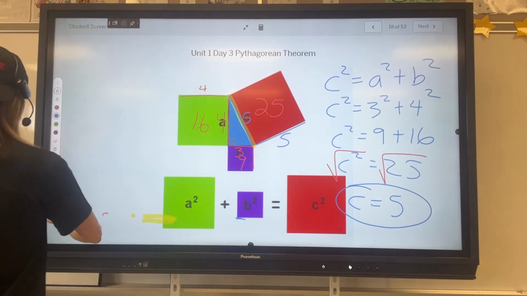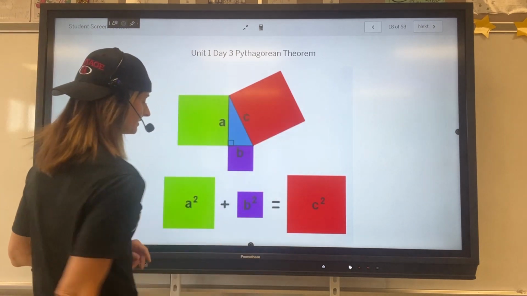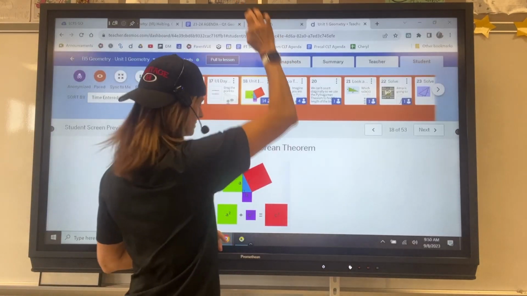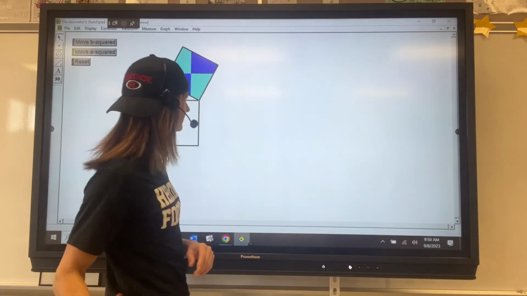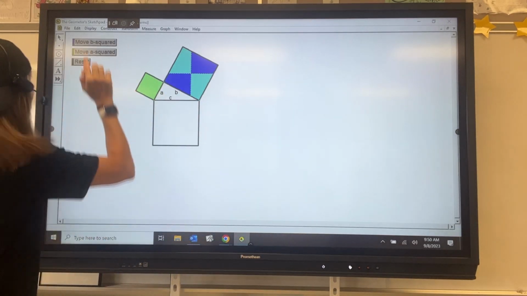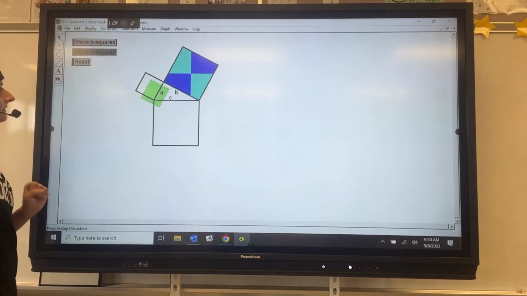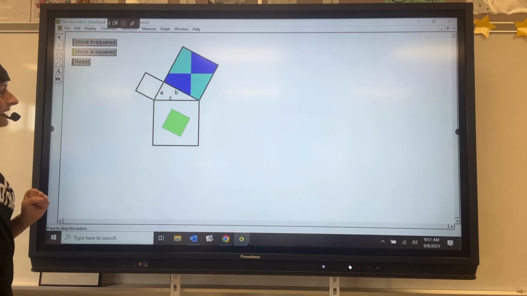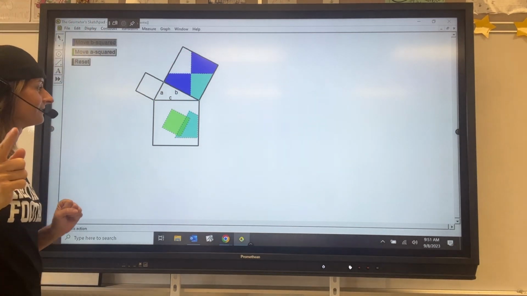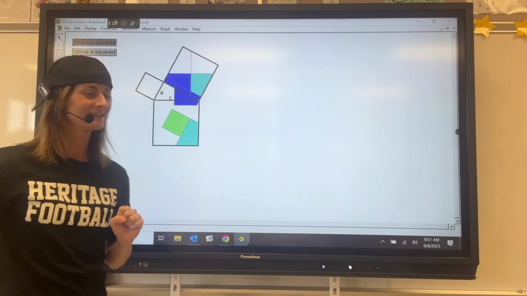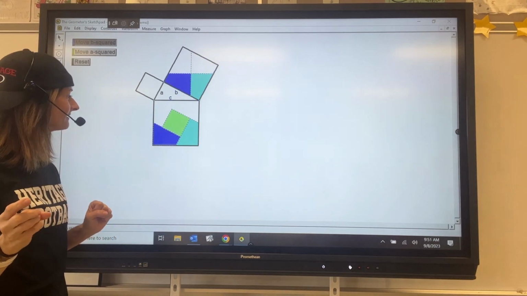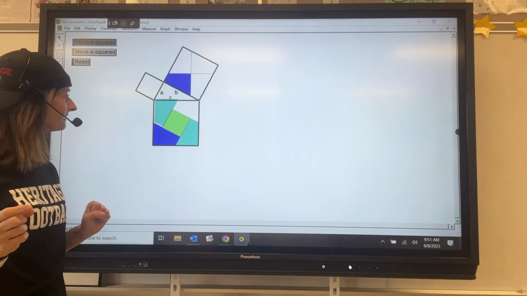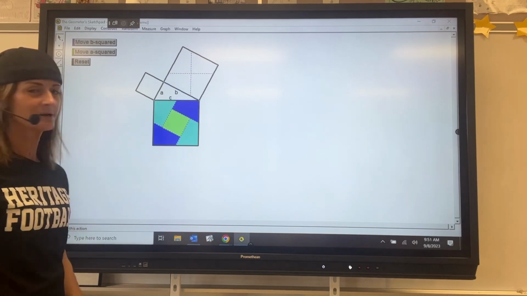So I want to show you an animation that I found on Geometer Sketchpad, which is right here. Okay, watch. Moving the area for A squared, moving the area for B squared. So amazing. A squared plus B squared equals C squared.